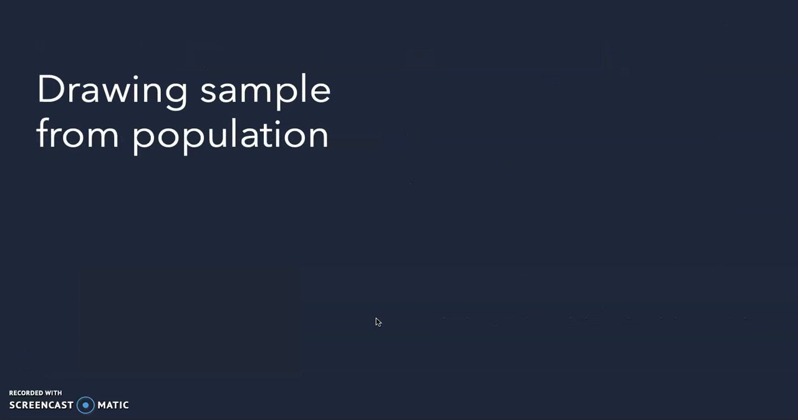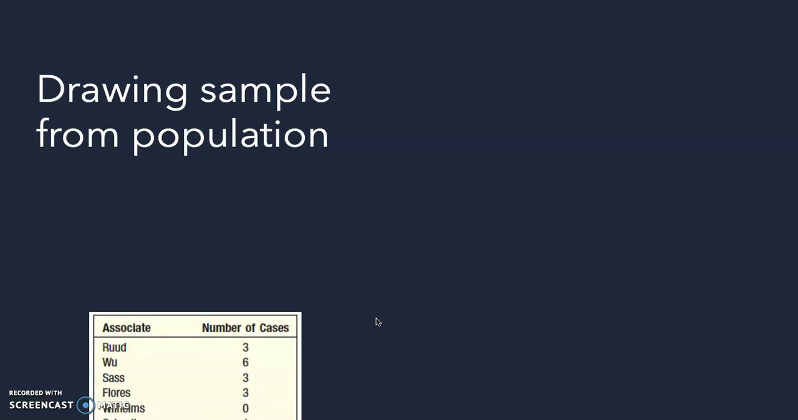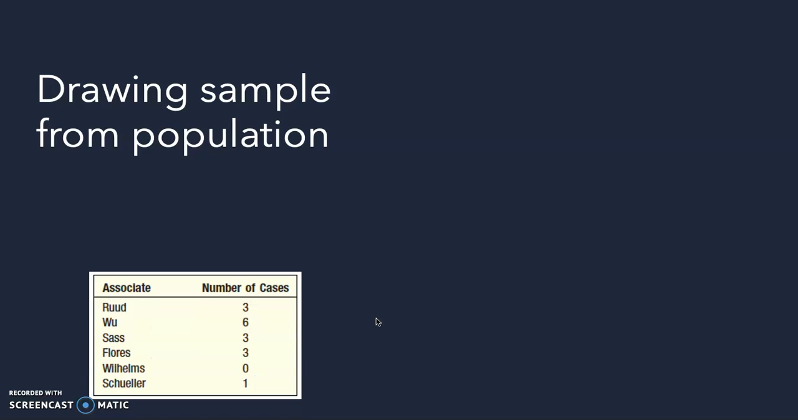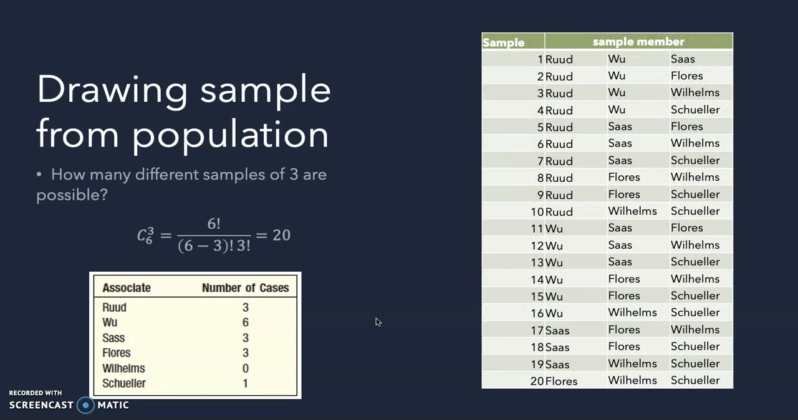Our first step is to make a sample by taking a sample of 3 from a total of 6 population. Because there are 6 associates which we regard as our population, how many samples can we create? Based on the counting rules, we will have 20 samples. And this table shows the 20 samples that can be drawn from our population.